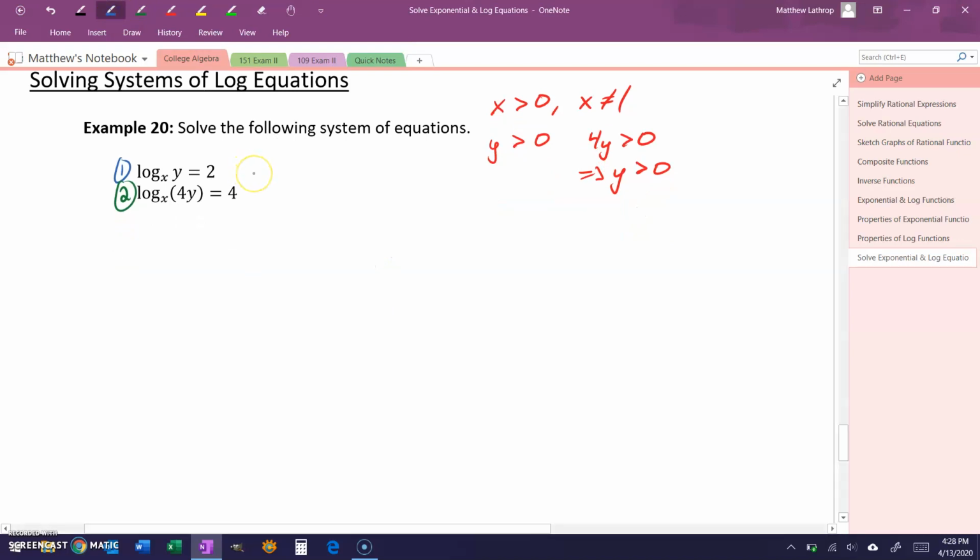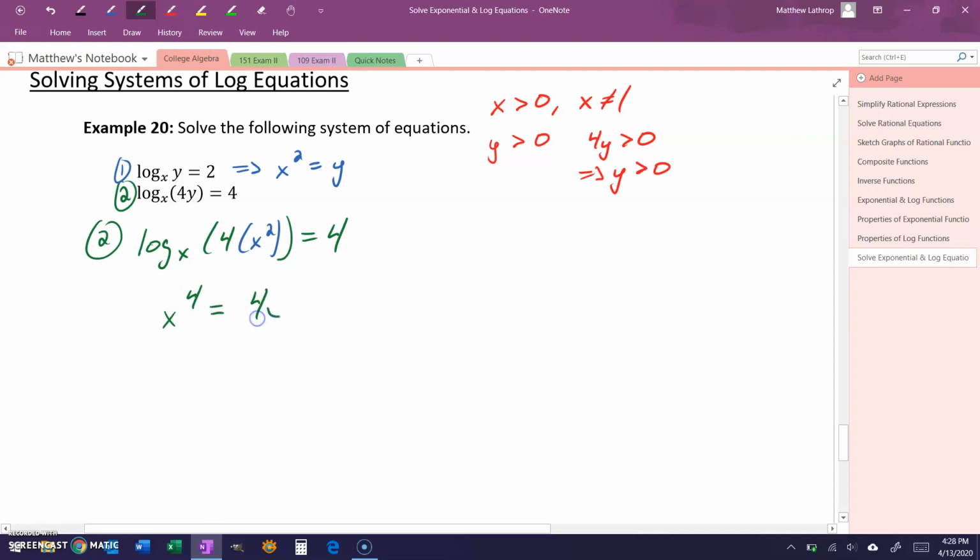In order to solve, what we'll do is use substitution by first taking equation 1 and rewriting it as an exponential equation, which would be x squared equals y. We'll take that result and substitute into our second equation. And then again use properties of logs to rewrite this as an exponential. This would become x to the fourth is equal to 4x squared. Subtracting that over to the left-hand side would give us x to the fourth minus 4x squared is equal to 0.